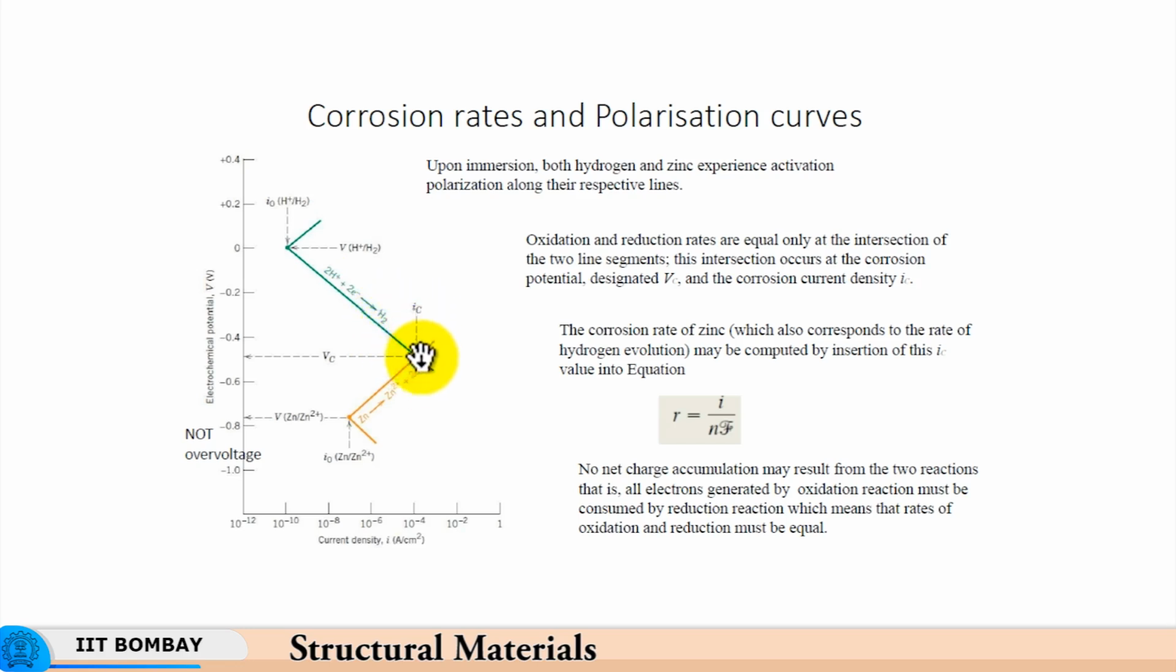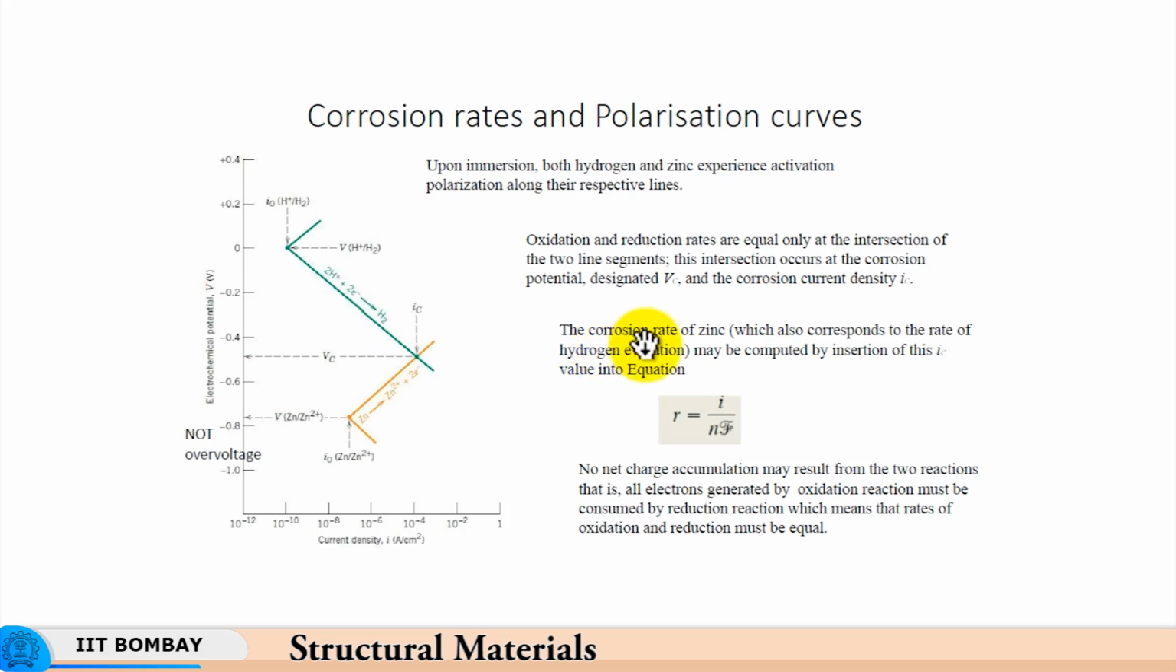So, the intersection of the two gives us the corrosion voltage and the current density of corrosion. Why? Because the rate at which the electrons are being generated and the rate at which electrons are being consumed matches at this point. And so, we have the electrode potential corresponding to Vc and Ic as the corrosion potential and corrosion current density, sorry.